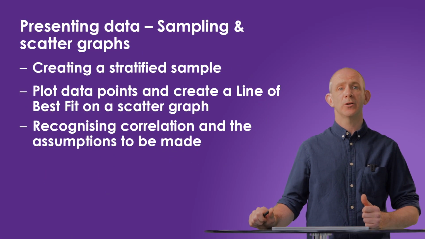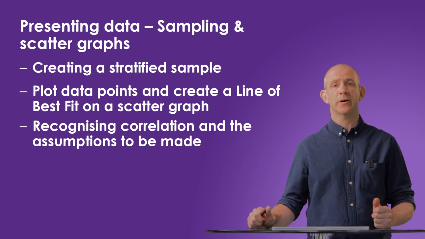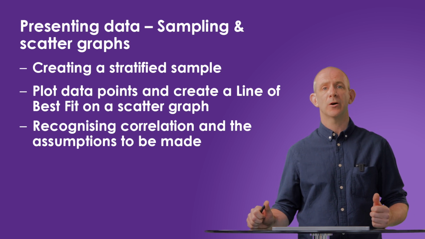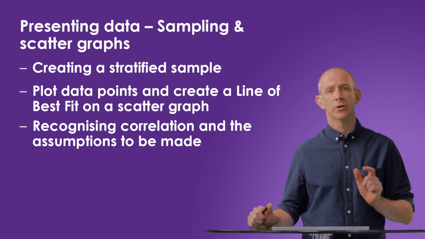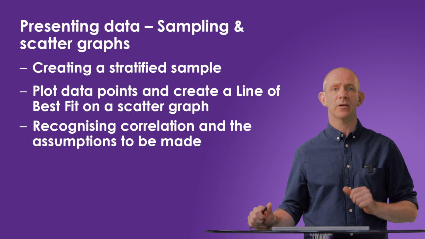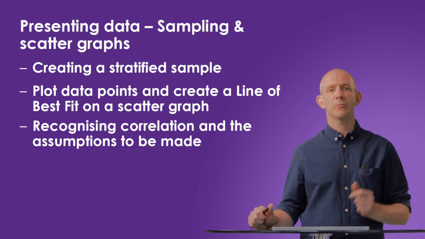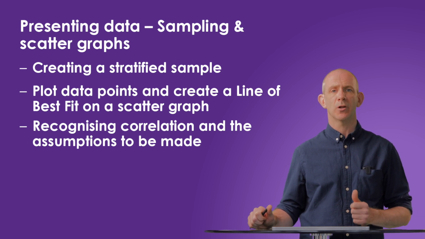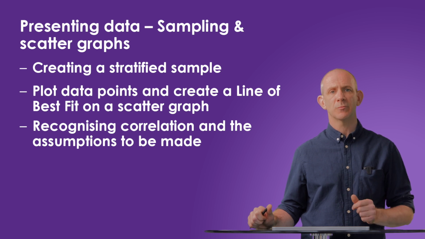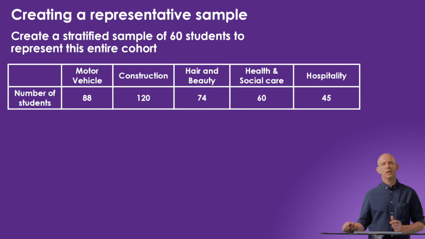In this video, we're going to look at how you go about creating a stratified or representative sample of a larger group of data. We'll look at plotting data points and creating a line of best fit on a scatter graph, and then we'll look at how to recognize and label a correlation and some of the assumptions that can be made from it. Here, we're asked to create a stratified sample of 60 students to represent this entire cohort.